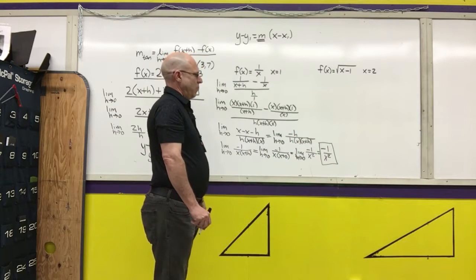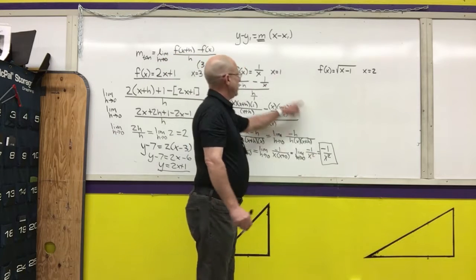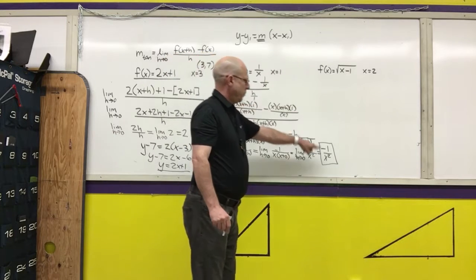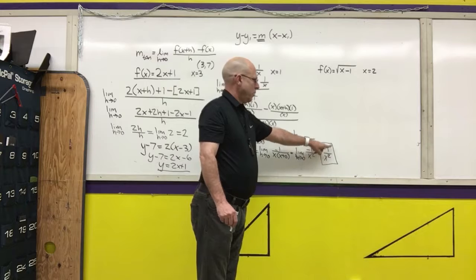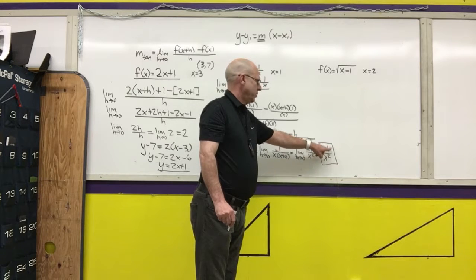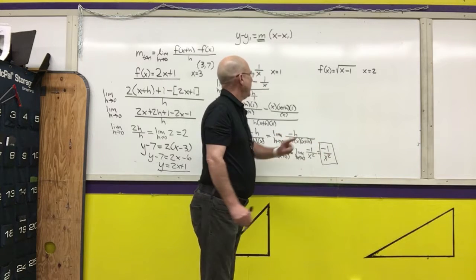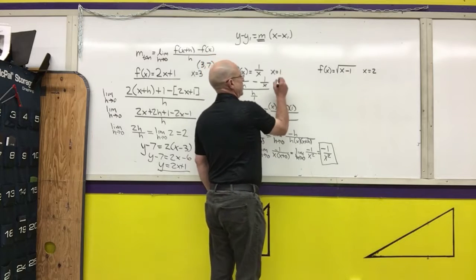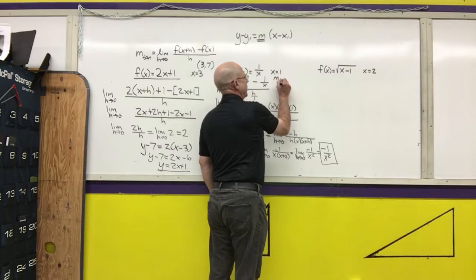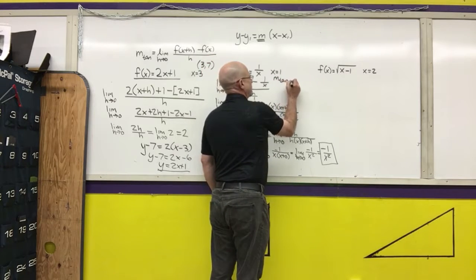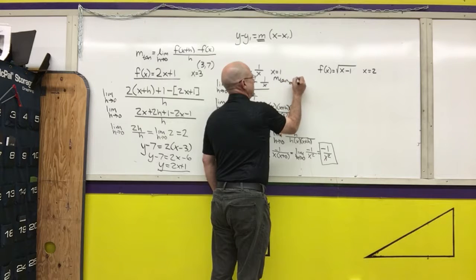So if I want to find out what the exact slope is when x equals 1, I'm going to put a 1 into that function. Negative 1 over 1 squared is negative 1. So the slope of the tangent line when x equals 1 is equal to negative 1.